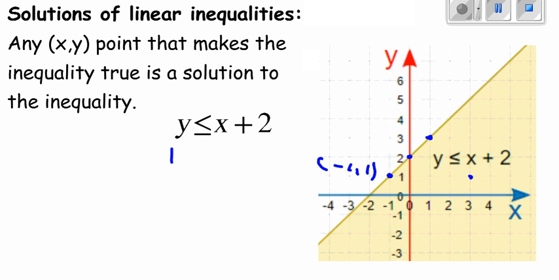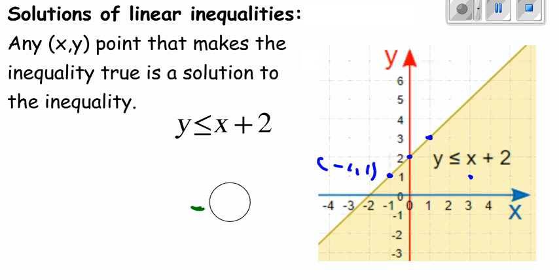When y is 1 and x is negative 1, 1 is less than or equal to negative 1 plus 2, which is positive 1. Okay, so while 1 is not less than 1, it is equal to 1, so that is why I can count that point. I can count any point on that solid line.